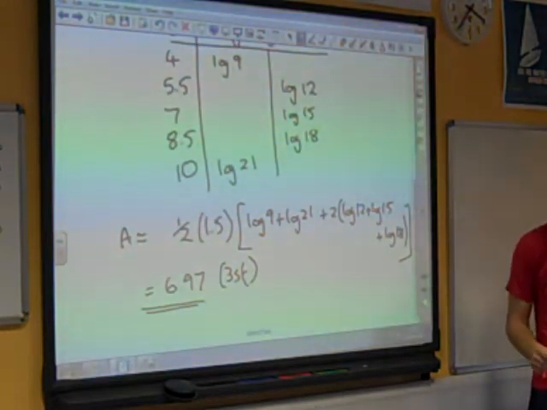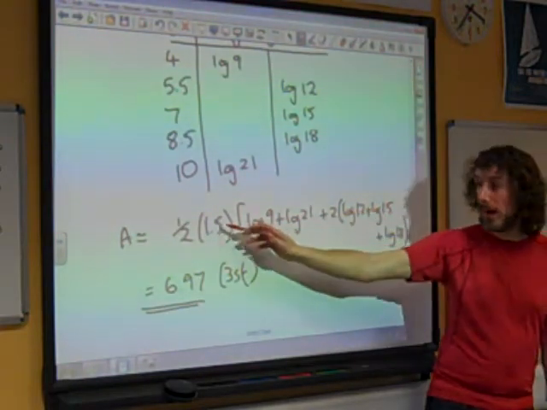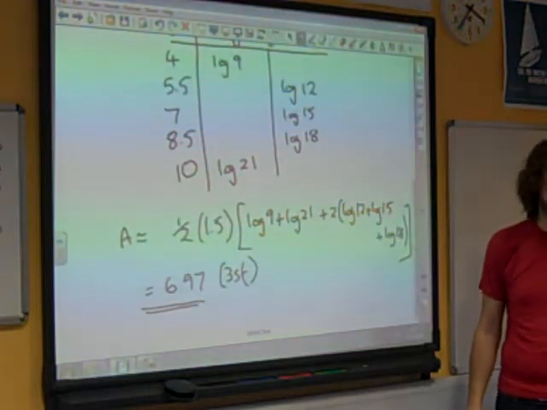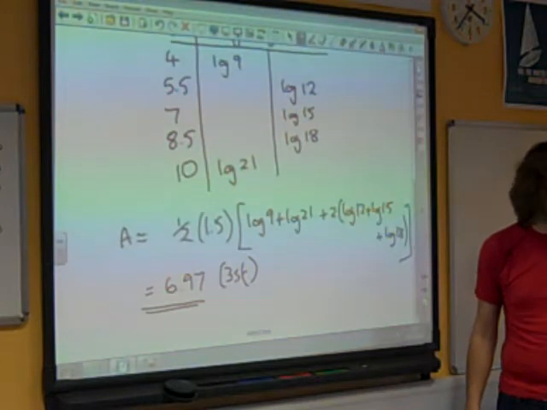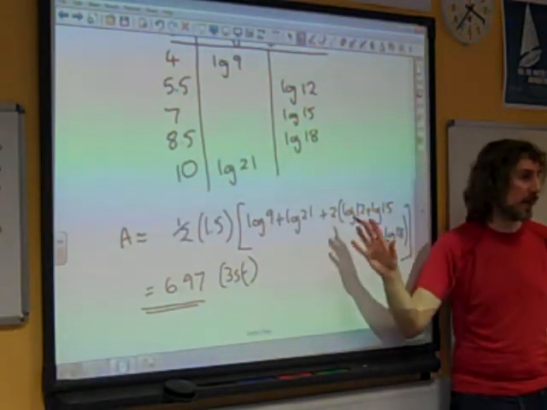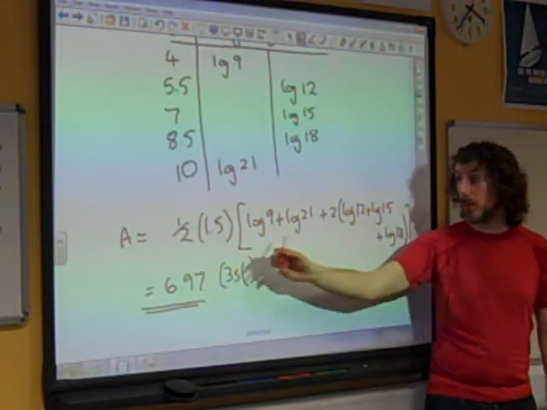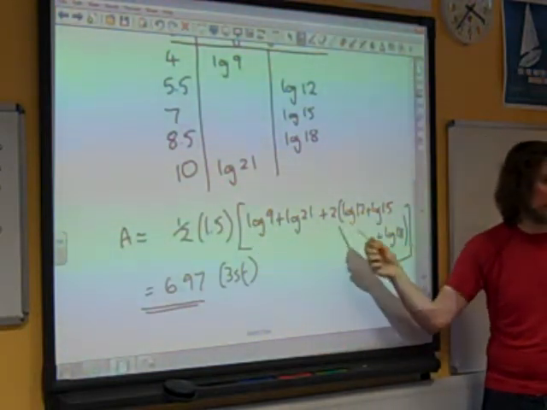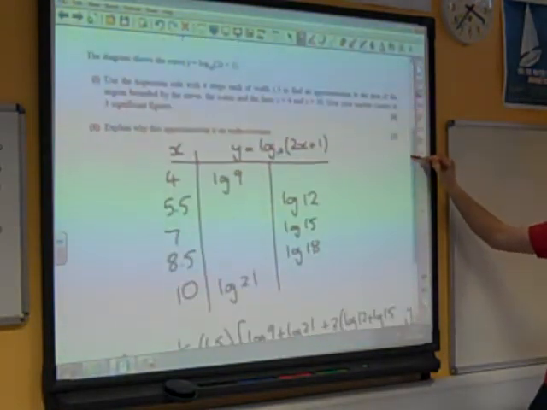But this wasn't the most straightforward one of these, because this is quite unusual, having this value of 1.5 as the width between the values. You need to be really careful to make sure you put that in there. Don't forget to put that in. And I have seen this done wrong a few times as well. Be really careful typing this in, and make sure you put your brackets in there, because the danger is that you end up doing a half of 1.5 times log 9, and having the rest of it without being in a bracket.